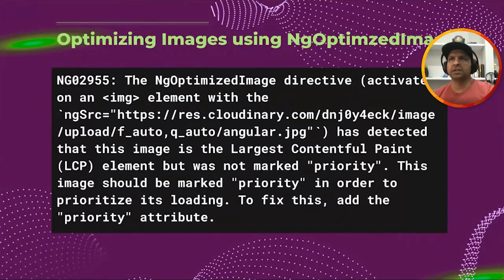Another cool thing is that if you're using the directive with an image provider and you're not setting the priority, and Angular detects that your image is in the viewport, then the directive will throw an error. It's asking you to mark the image with priority. You will see an error like this in your console. This really helps the developer to make sure that they're using the most optimized features of the NgOptimizedImage directive.